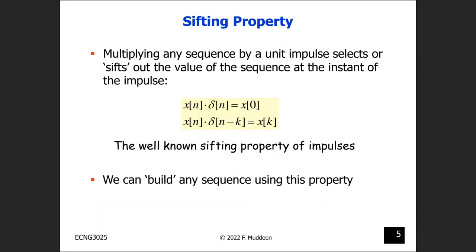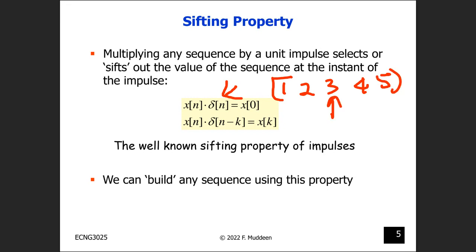Right, so this other property now, if we remember from our signals and systems, if you multiply any sequence by a unit impulse, it sifts out the value of the sequence at the instant of the impulse. So in other words, remember, this here is 1 only at one point in time, which is at n equal to 0 or t equal to 0. So if I have a whole series of numbers, let's say 1, 2, 3, 4, 5, this is the n equal to 0 point.